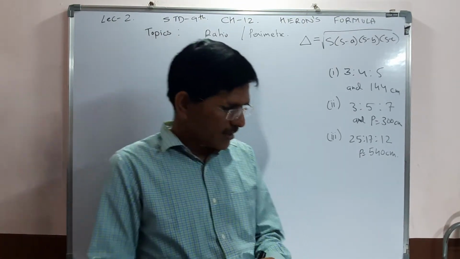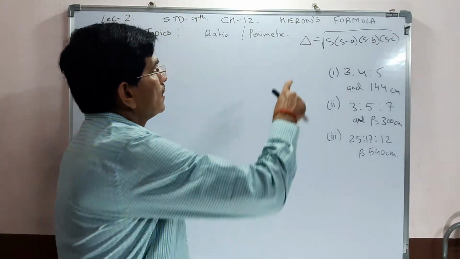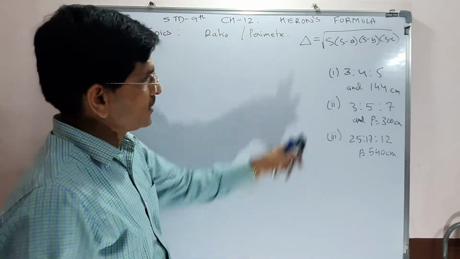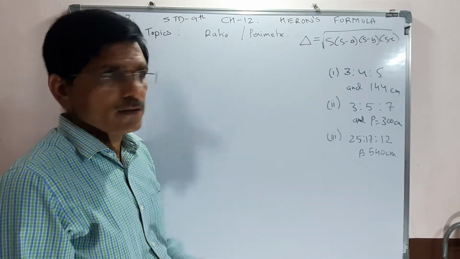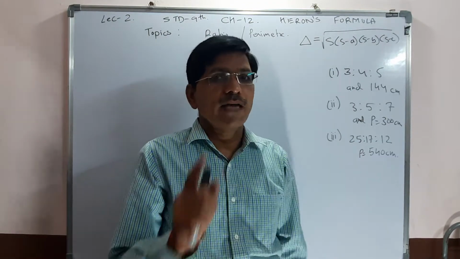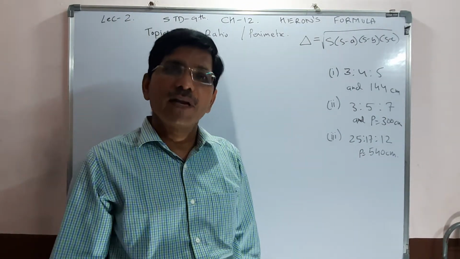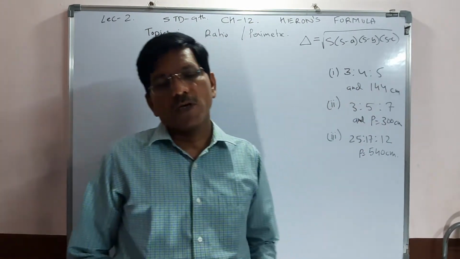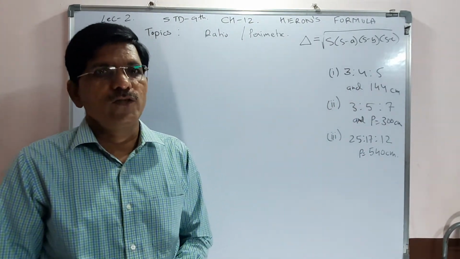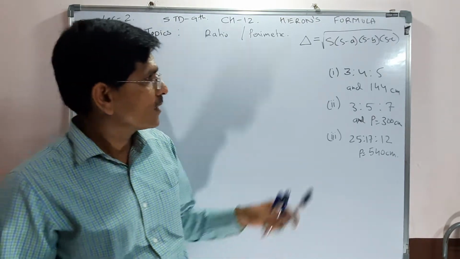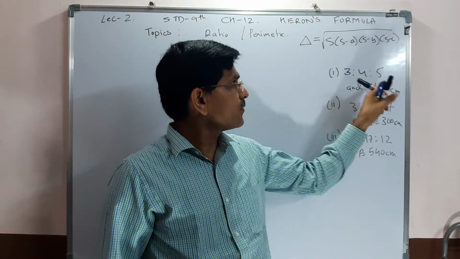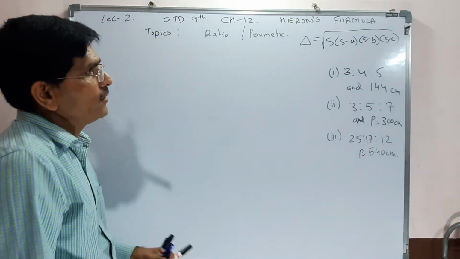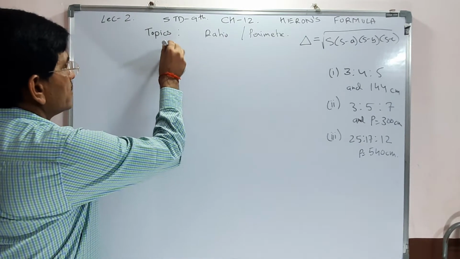So today's topic is related to ratio and perimeter. It means three sums we have to discuss. Ratio means sides are given in the form of a ratio, like 3 ratio 4 ratio 5. Always remember, when a ratio is given, we have to assume x as the side. So three sums are there: 3 ratio 4 ratio 5, 3 ratio 5 ratio 7, and 25 ratio 7 ratio 12. We start from the first.